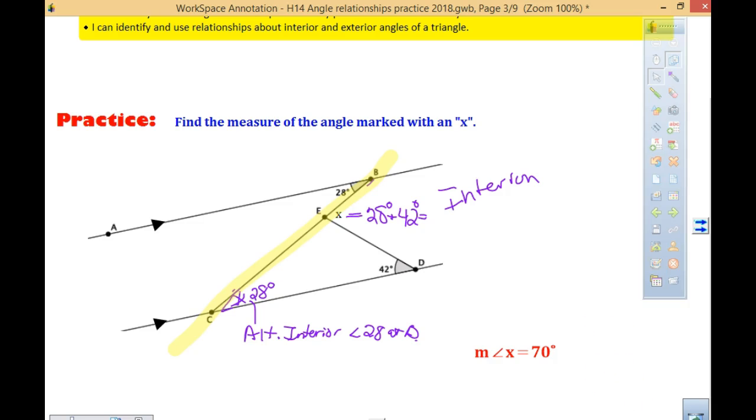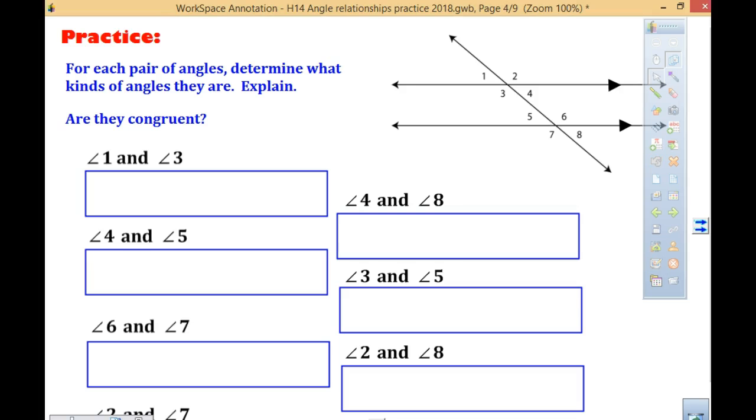As you take a look at the next page, it says, for each angle pair, determine the kind of angles that they are, and are they congruent? So we look at 1 and 3. 1 and 3 are what kind of angles?